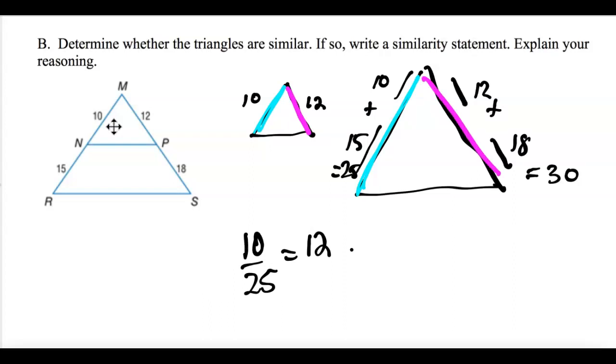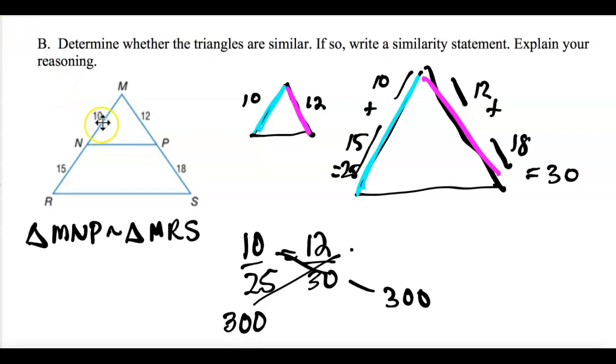Is that equivalent to 30 then? So if we cross multiply in this direction, we're going to get 300. And if we do 25 times 12, we also get 300. So this is indeed proportional, so we can write a similarity statement. I'm going to press pause, see if you can answer that question.